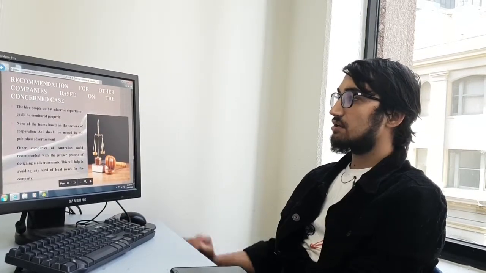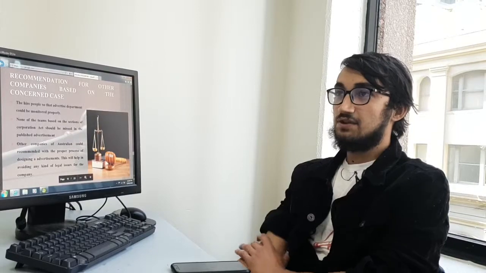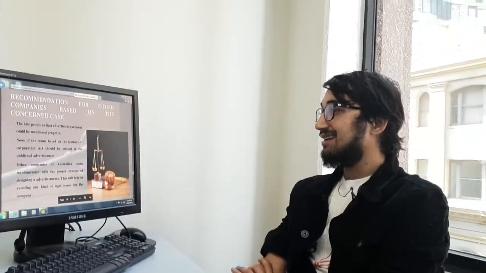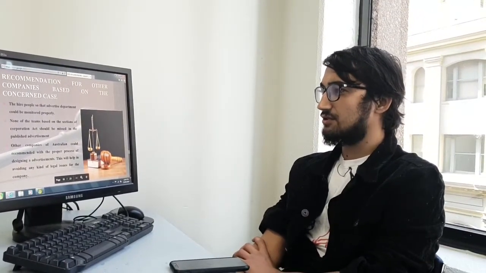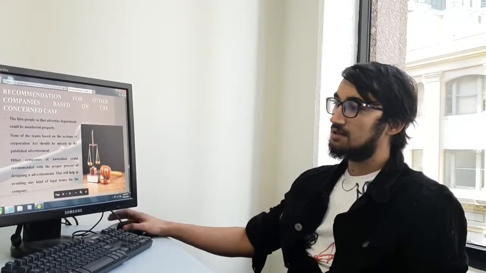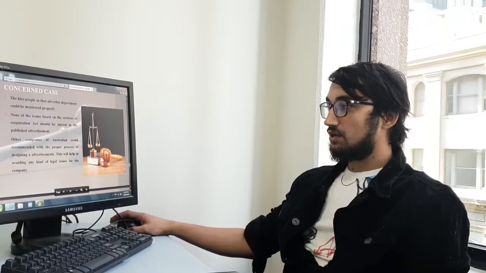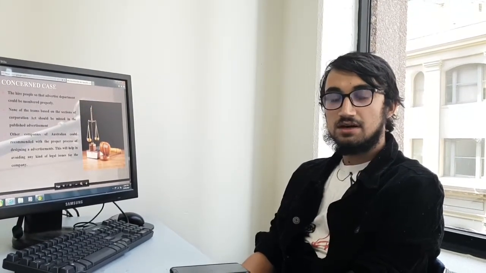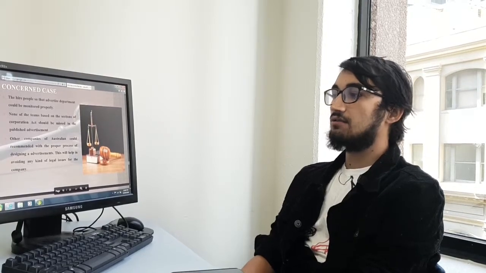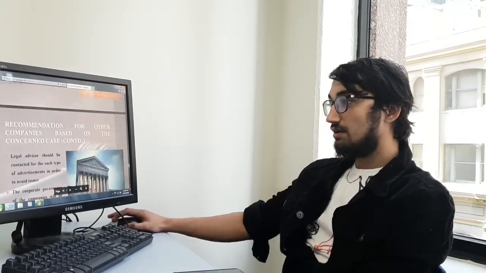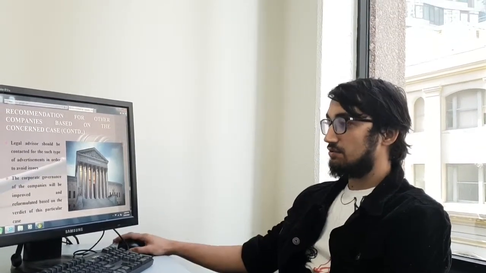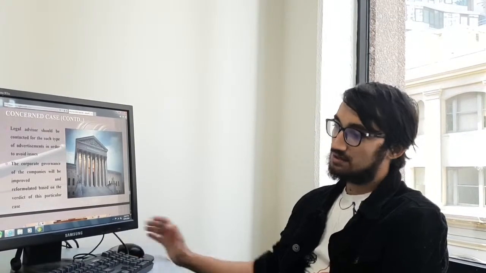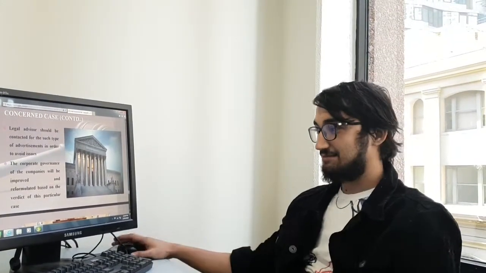Now the recommendations for other companies based on the concerned case are as follows. Hire people so that the advertising department can be monitored properly. None of the terms based on the section of the Corporations Act should be missed in the published advertisement. Other companies in Australia could be recommended the proper process of designing an advertisement. This will help in avoiding any kind of legal issue for the company. Legal advisors should be contacted for this type of advertisement in order to avoid issues. The corporate governance of the companies will be improved and reformulated based on the verdict of this particular case.